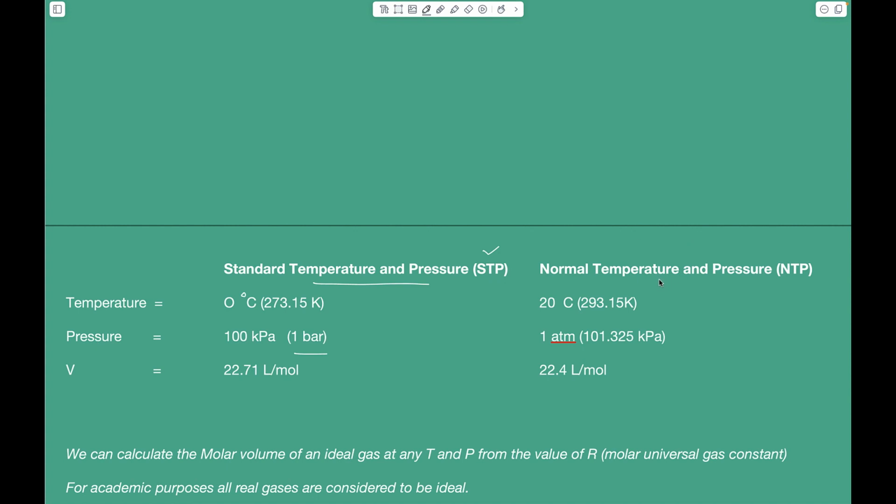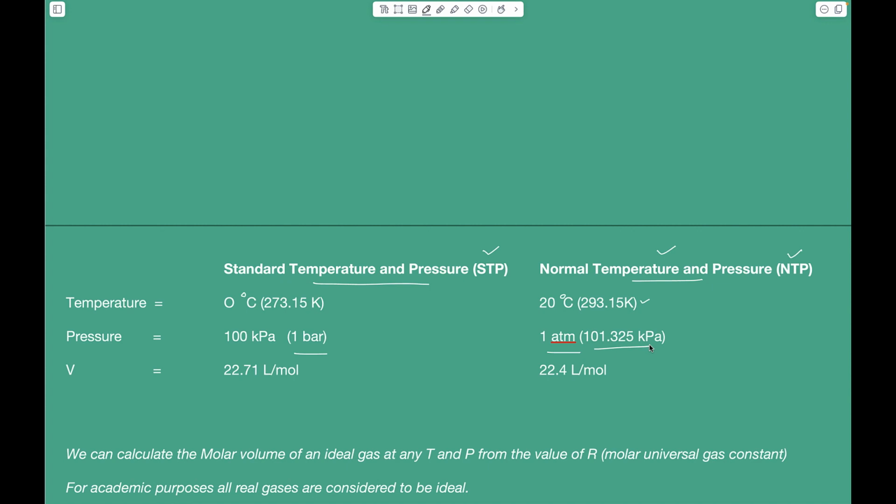And there is another standard that is in use for a very long time, that is called normal temperature and pressure, and this has the abbreviation NTP. And in this standard, the standard temperature is 20 degrees centigrade or 293.15 Kelvin, and the standard pressure is 1 atmosphere or so many pascals.